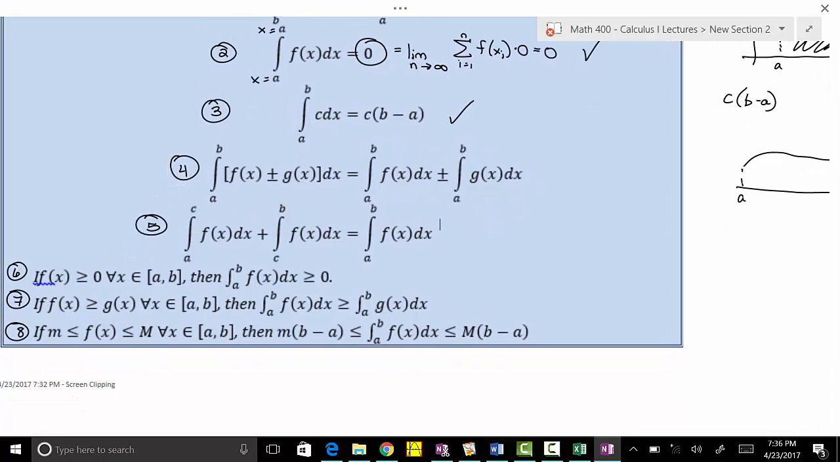Number 5 is actually incredibly easy to understand. Probably backwards, it's easier. If I'm going from A to B, and there's some number C somewhere in there, and I'm finding the area from A to B, it's the same thing as going from A to C and then C to B. So you can break up integrals if you want to. So 2, 3, 4, and 5 are pretty easy to kind of grasp.